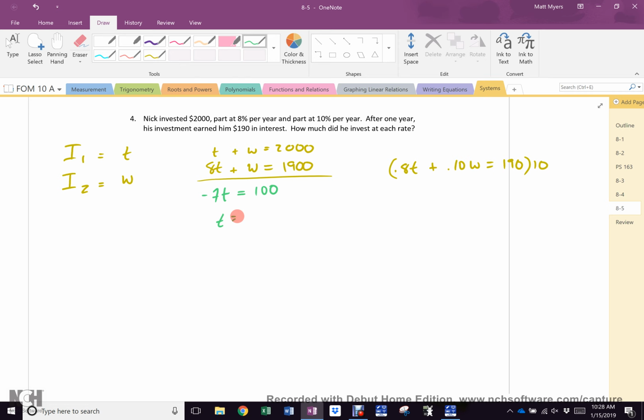You should be stopping right now. Why? Because it's going to end up being negative, isn't it? Is that possible? How can I invest a negative number? I can't, can I? So what have we done wrong? We've been following our steps, right? What did we do wrong? I'll give you a hint. It's in the very first thing I wrote. Because it's the mistake that every kid makes. And I do this every year because every kid does this poorly. T plus W is 2,000. That's okay. Jacob.